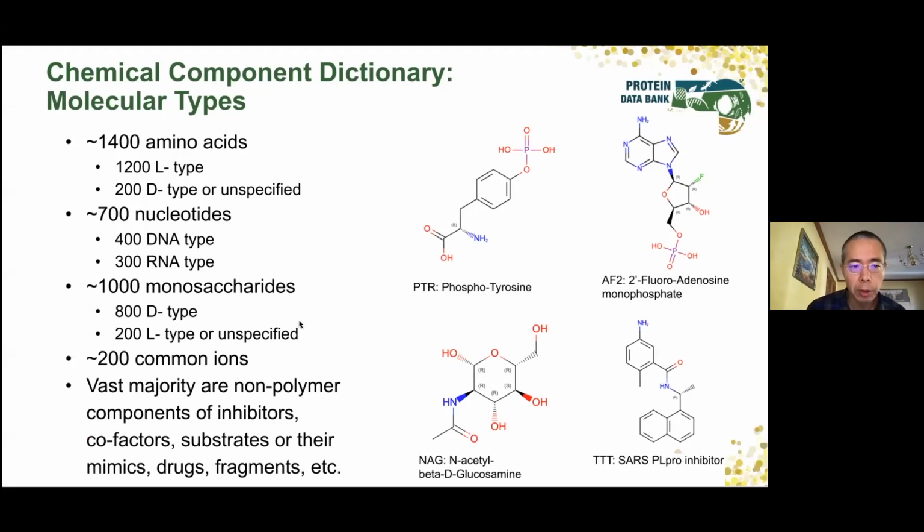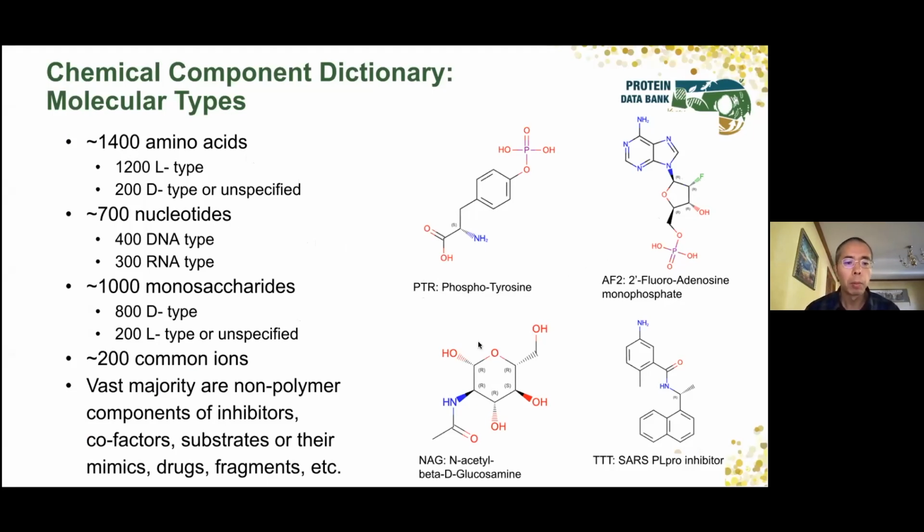Now, there are also different types of molecules in the PDB CCD dictionary. There are about 1,400 amino acids, for example, with the example shown on the right side, the phosphotyrosine under the CCD ID PTR. And there are 700 nucleotides and their derivatives, for example, the 2-fluoroadenosine monophosphate. And you can see the halogen here is the replacement group.